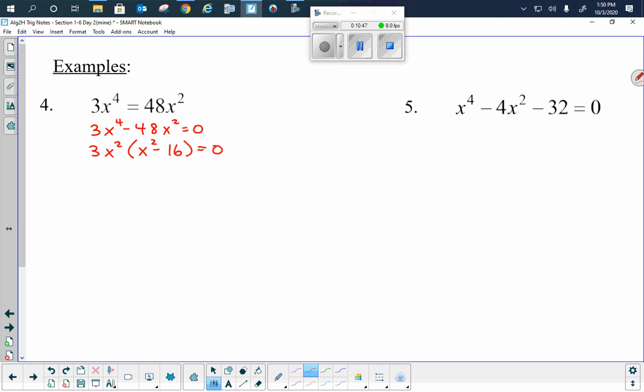I notice the difference of perfect squares there will continue to factor, so our x squared minus 16 is turning into x plus 4 and x minus 4.